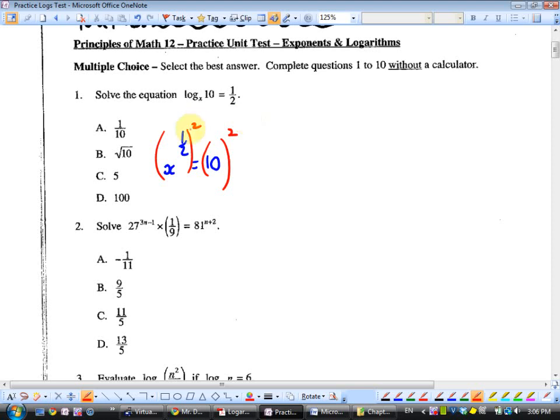Nice thing is when I square a 1/2, when I go power to a power, that's just a 1, and I get x equals 10 squared. Is that fair game to ask you to do without a calculator? Yeah. What is 10 squared? 100.